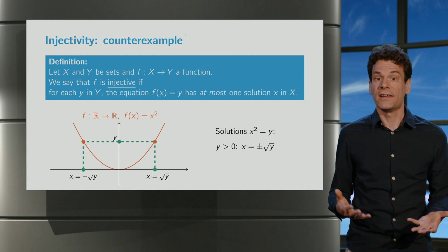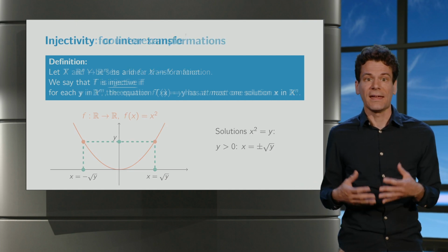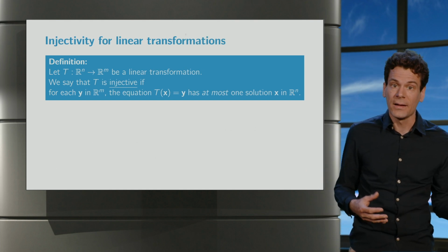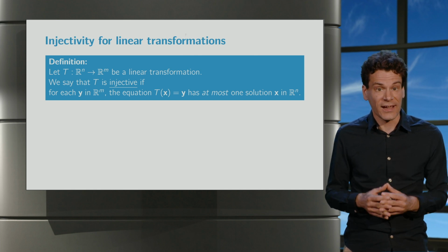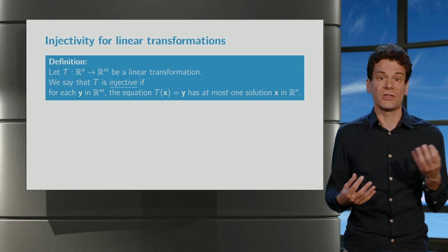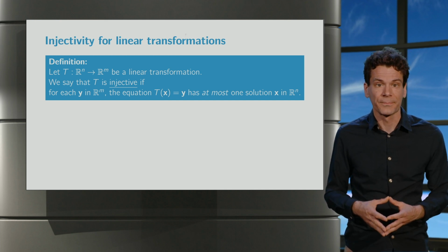How does this work for linear transformations? The definition can be translated easily. If T is a linear transformation from R^n to R^m, then we say that T is injective if for every y in R^m, the equation T(x) equal to y has at most one solution x in R^n.